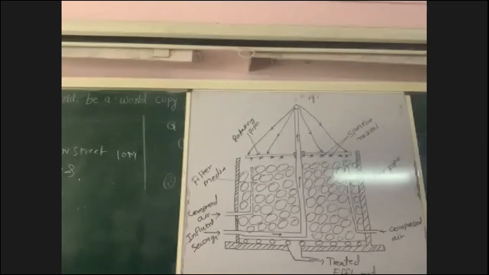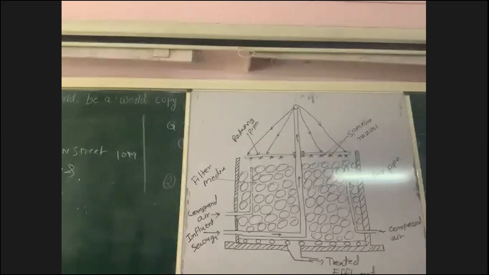Okay, shall I start presenting the screen? The nozzle name is not clear. Okay, rotating pipe, and this one is a sprinkling nozzle. I will read all the names. That is rotating pipe, sprinkling nozzle, air pipe, compressed air, and below that, under drainage system, collected treated effluent. This is the influent sewage, and compressed air, filter media.